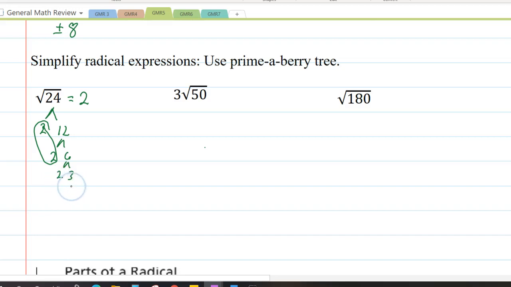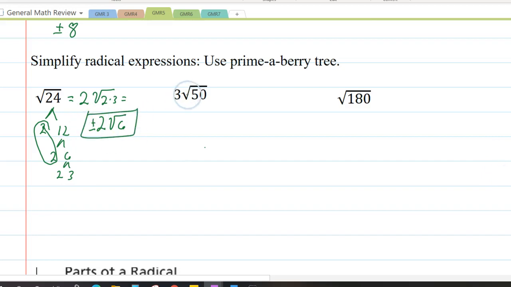The second 2 and the 3, since they are different numbers, they don't have a matching buddy. So they have to go back inside the house. When they go back inside the house, they multiply. 2 times 3. So that gives you 2, the square root of 6, plus or minus.